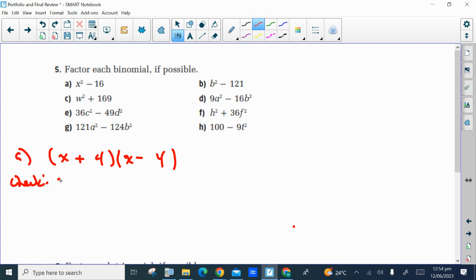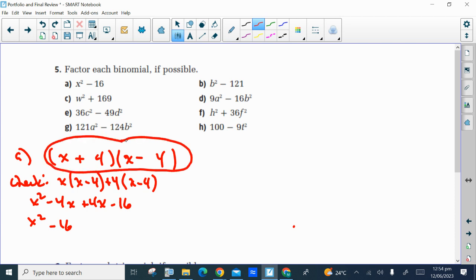You can check by multiplying using the distributive property. That'll give me x squared minus 4x plus 4x minus 16. Well, the 4x's cancel when you multiply those out, and you get x squared minus 16, which is what you started with. That just confirms that the factors are correct. When you multiply x plus 4 and x minus 4, the 4x's cancel like we saw here. So there's your factors. That one is done.